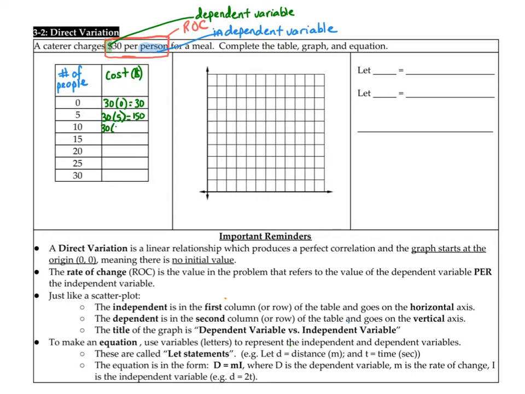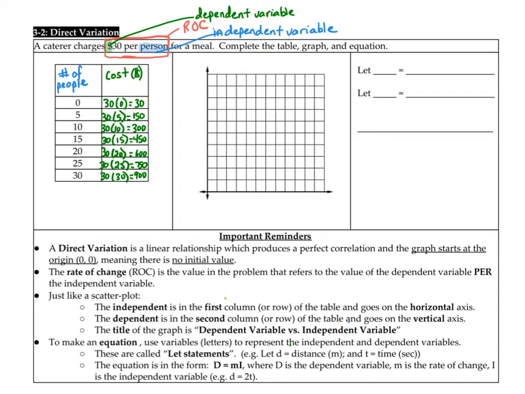If there's 10 people, 30 times 10 is 300. 15 people, 30 times 15 is 450. If there is 20 people, 30 times 20 is $600. 25 people, 30 times 25 is $750. And if there's 30 people, 30 times 30 is 900.